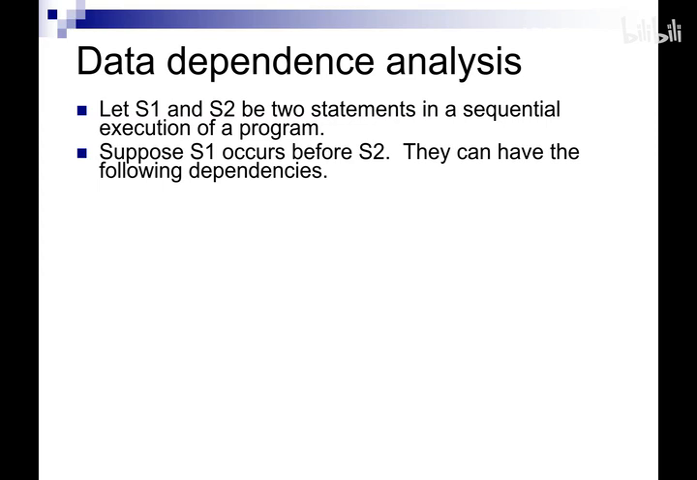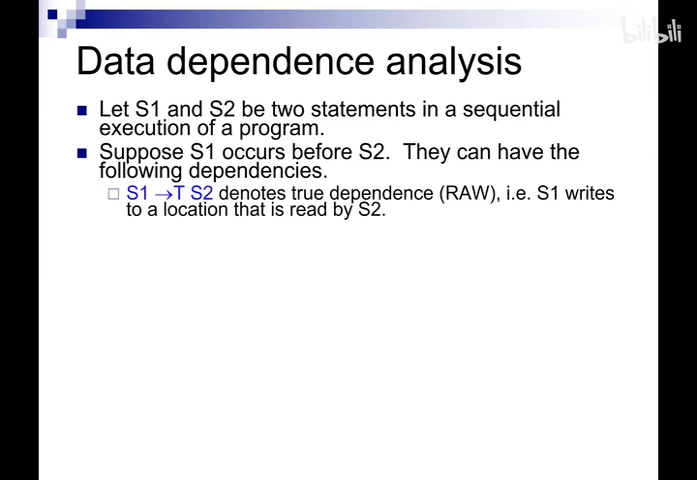Now, what kinds of dependencies can there be between these statements? There are basically three types that we're going to look at. The first one is called read after write dependence, or a true dependence. The way we're going to write that is S1, arrow T, S2, where the T indicates that it's a true dependence. Basically what this means is that S1 is going to write to a memory location, and then S2 is later going to read from that memory location.